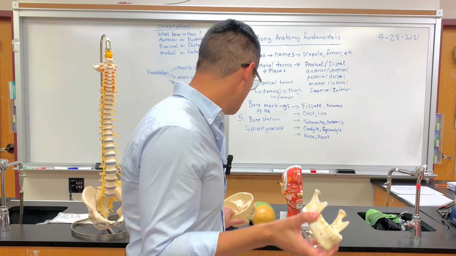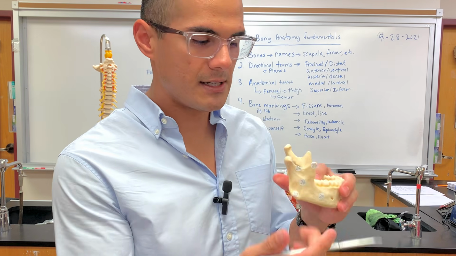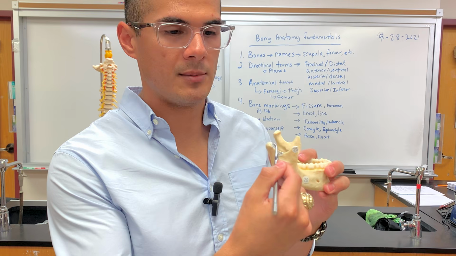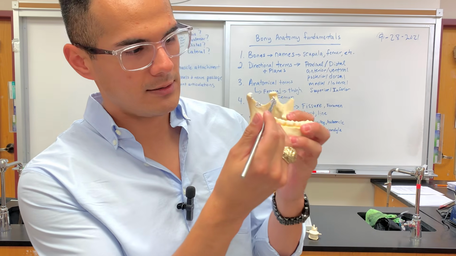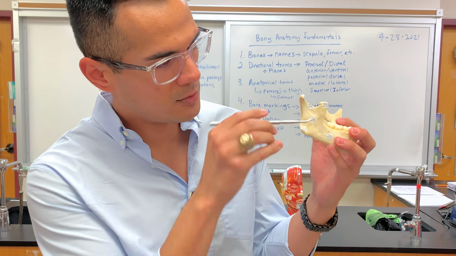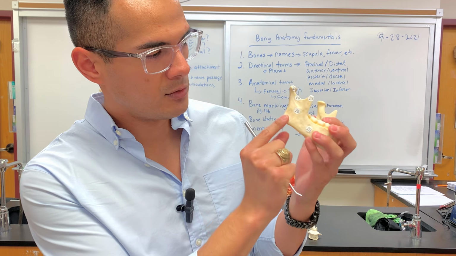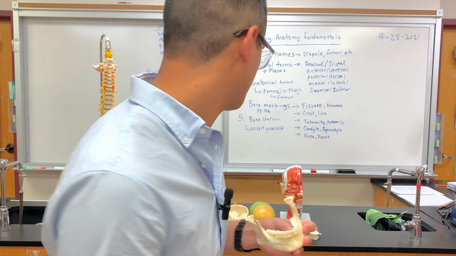Okay, so now let's look at some of the other parts. So this is a notch. So this is the mandibular notch, and then you have the coronoid fossa. This part is the ramus of the mandible. This is the angle of the mandible, and then this is the body of the mandible.